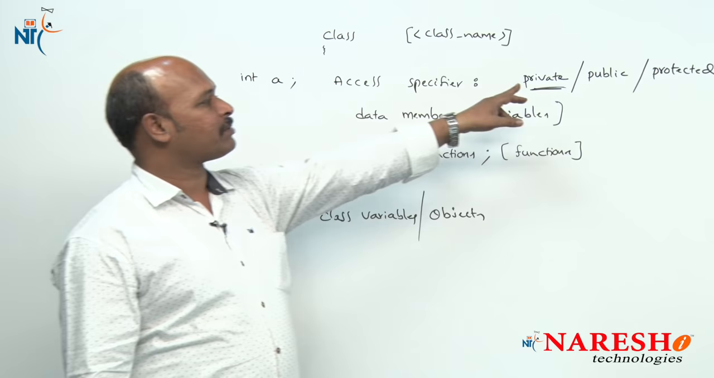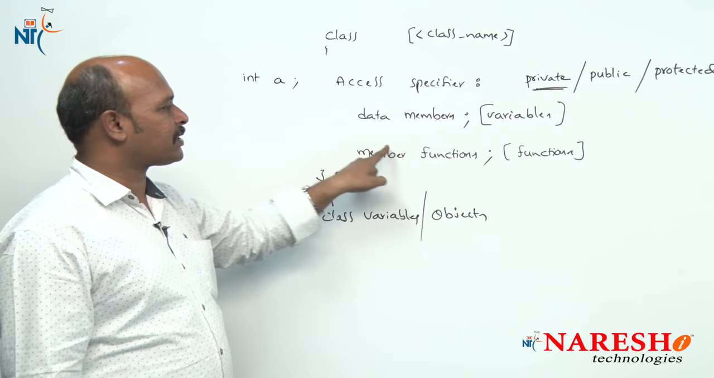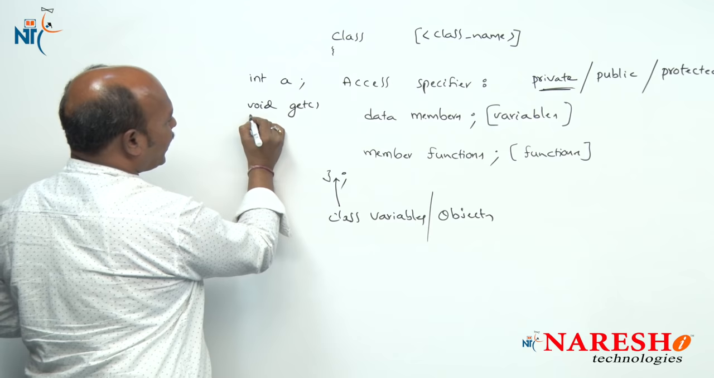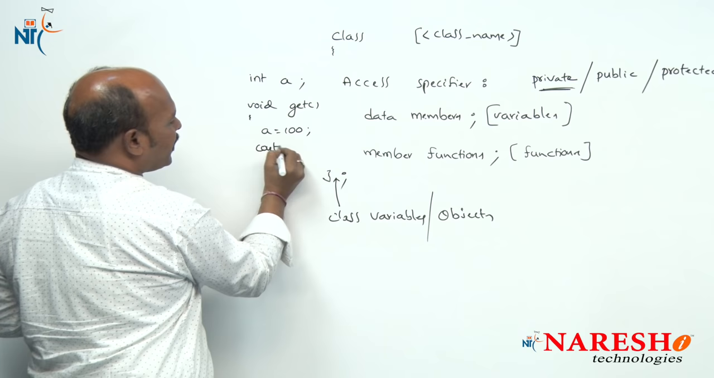When class members are private, especially data members, they should be accessed with a member function. For example, now I am going to write void get. Just assume get is one of the member functions, and inside it a equal to 100, later cout a, now the function closes, and it is 100% allowed.